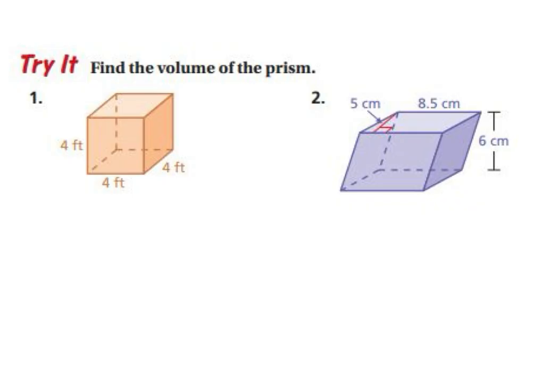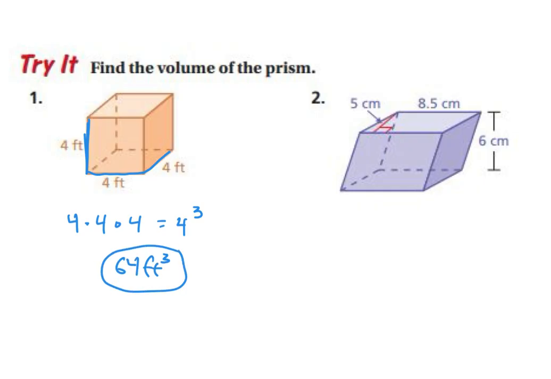Okay, so for number 1, we're finding the area of the base, and the area of the base would just be 4 by 4. So 4 times 4. And then we're going to multiply that by the height, which is also 4. This is technically 4 cubed, and you can see that it is a cube. So 4 times 4 is 16, and 16 times 4 is 64. So that's 64 feet cubed.